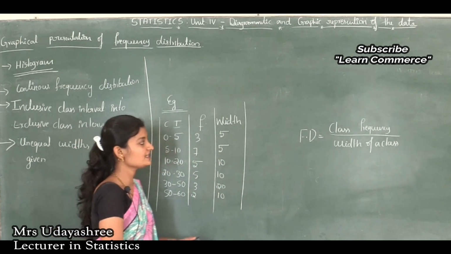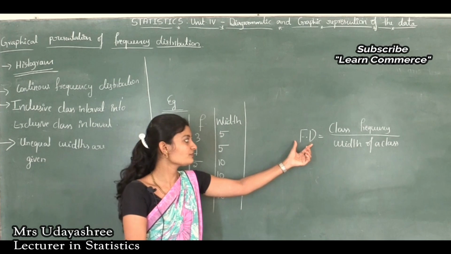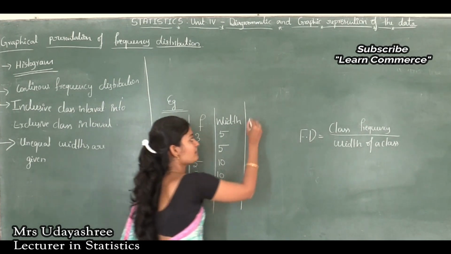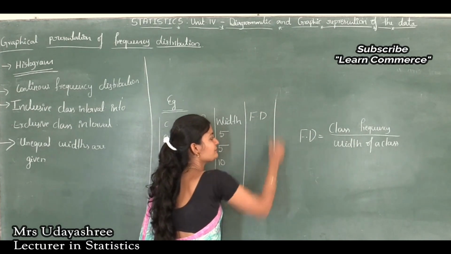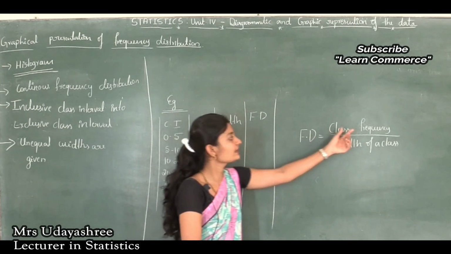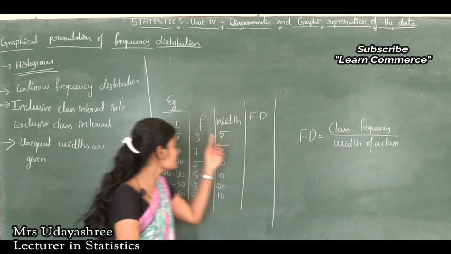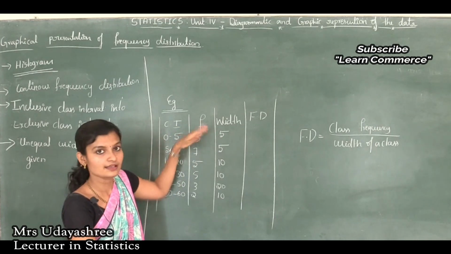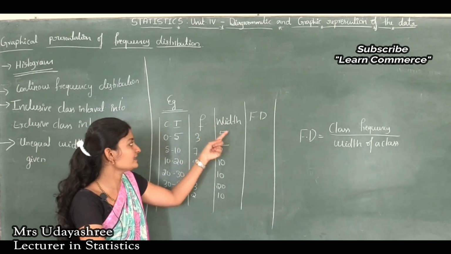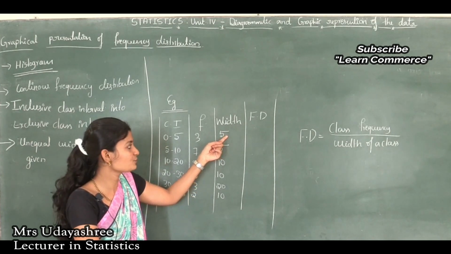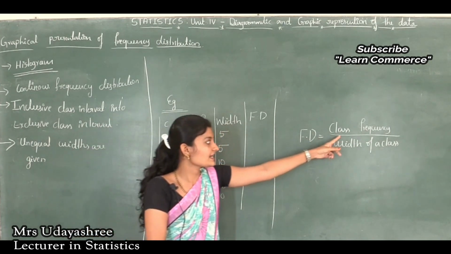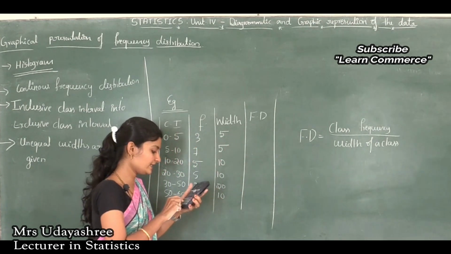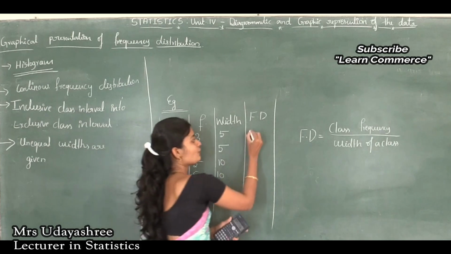Now we can easily find frequency density. How to find this frequency density? The next column is frequency density. To calculate frequency density, we need class frequency and width of a class. These are frequencies and these are widths. If I consider the first class, the class frequency is 3 and the class width is 5. So substituting in this formula, 3 divided by 5 is 0.6.